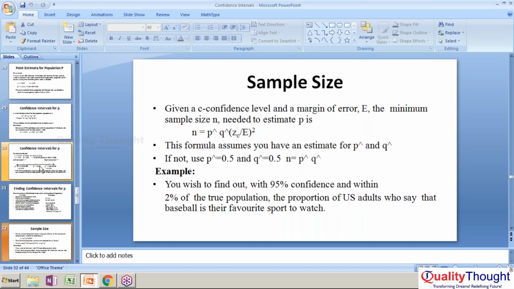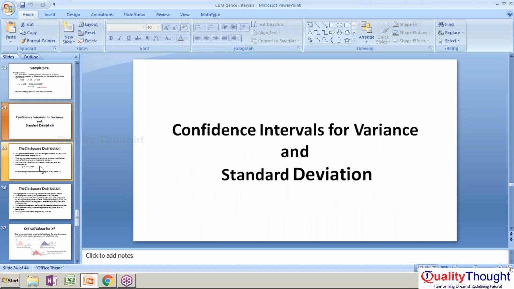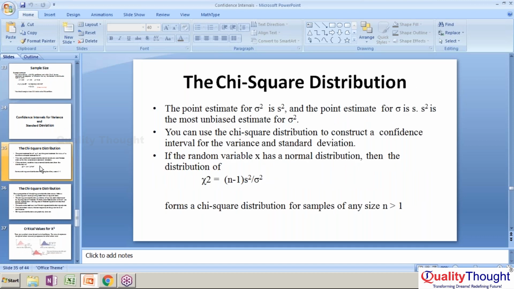What if we wanted to evaluate the standard deviation and the variance within the confidence intervals? We need to have the chi-square distribution. Till now, so far, we have understood what exactly the Z distribution and T distribution are. Now we are going to understand the chi-square distribution. Now let us understand what exactly the chi-square distribution is.